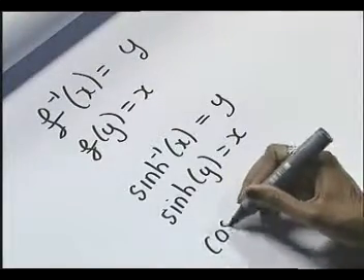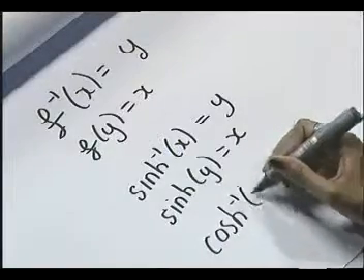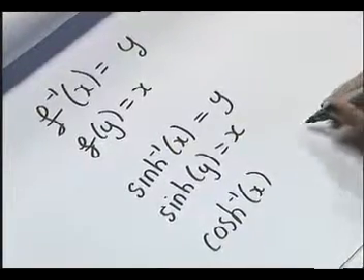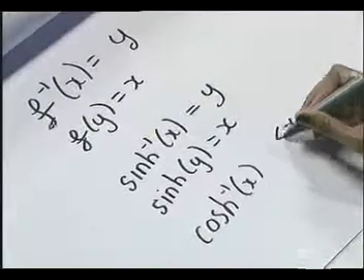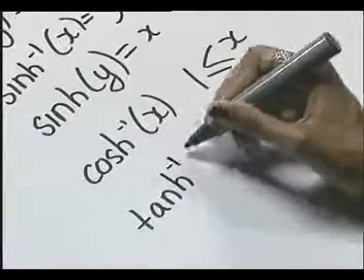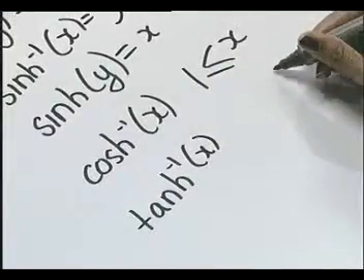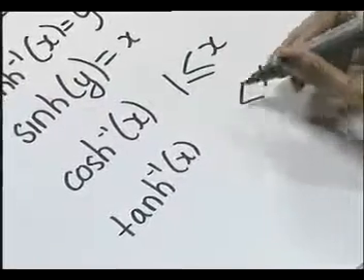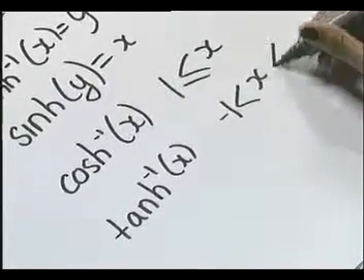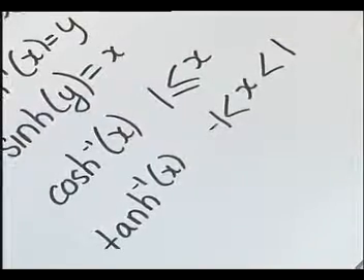We can also define inverse functions for cosh and tanh, but for these we have to restrict the domains of the function. For inverse cosh of x, we need to have x greater than or equal to 1. And for the inverse of tanh of x, we need x to be greater than minus 1 and less than 1.